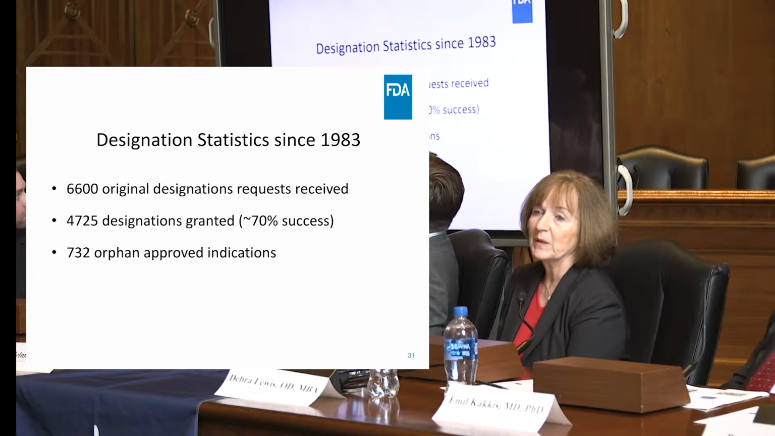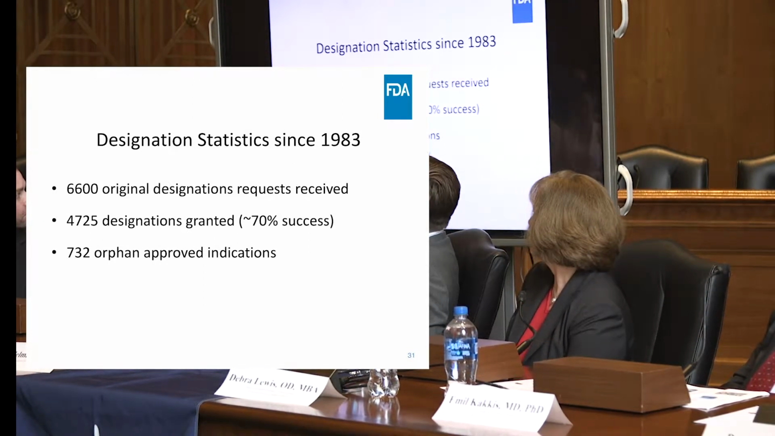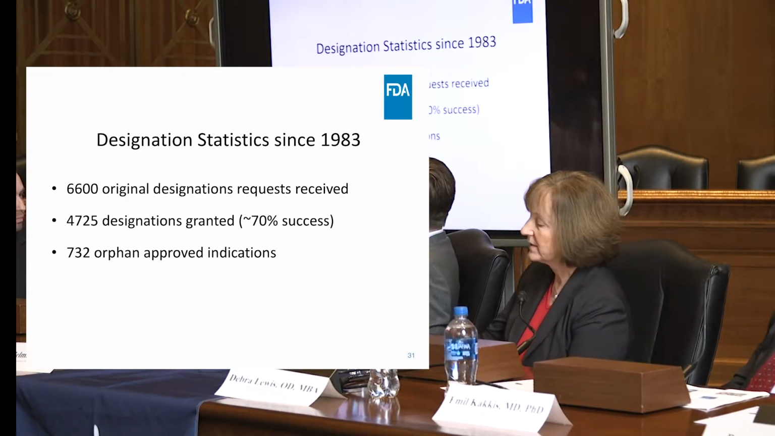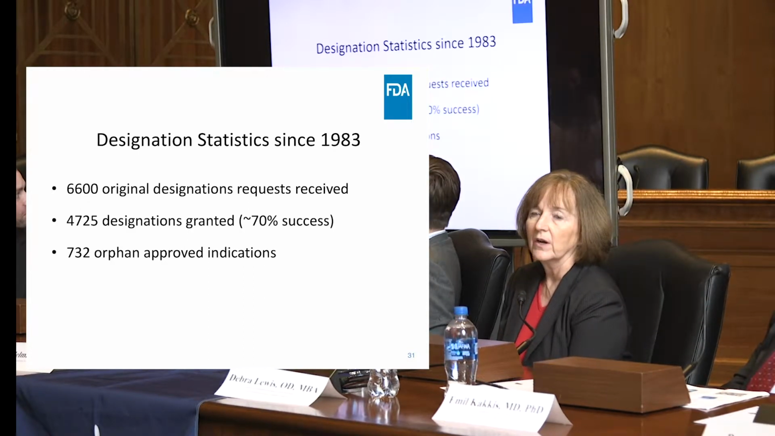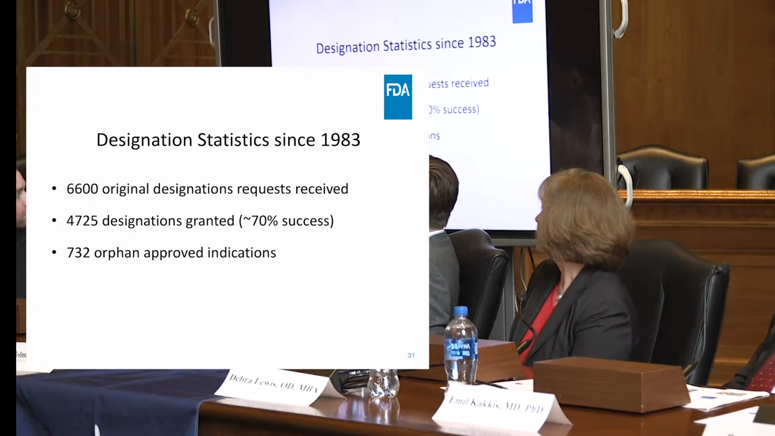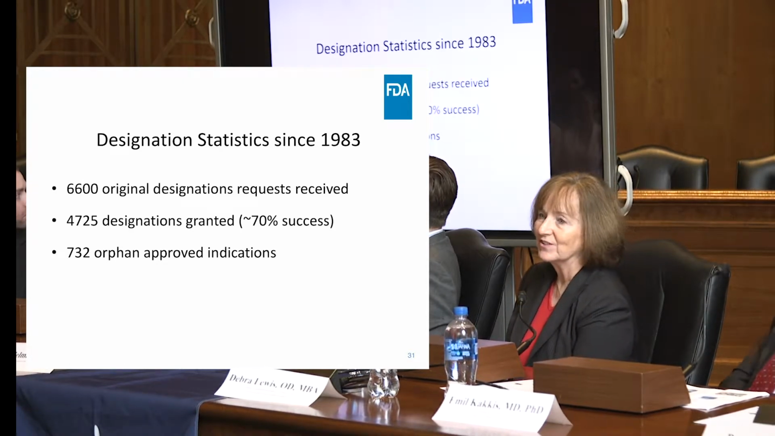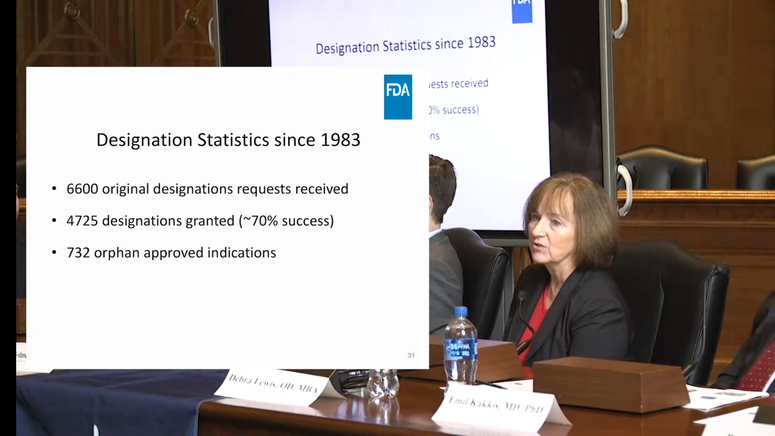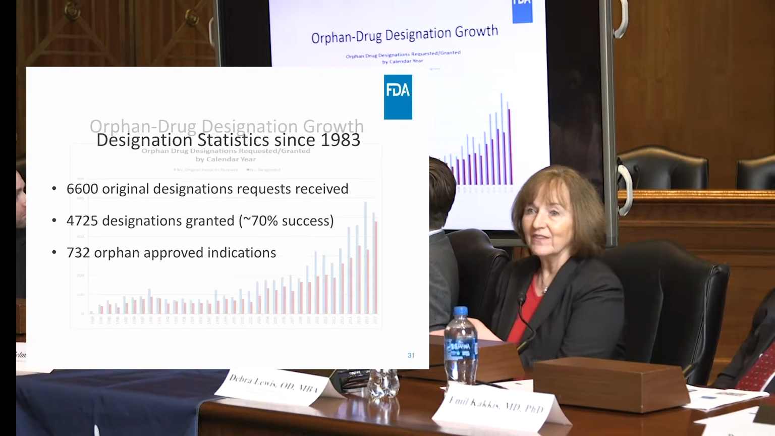Some statistics for people who have an interest in orphan drug designation. Over the 35 years, we've had 6,600 designations. Of those, about 70% generally from year to year have some level of success in getting designation, and of those, 732 received orphan approved indications through the marketing process. Not all those occurred evenly through the years.